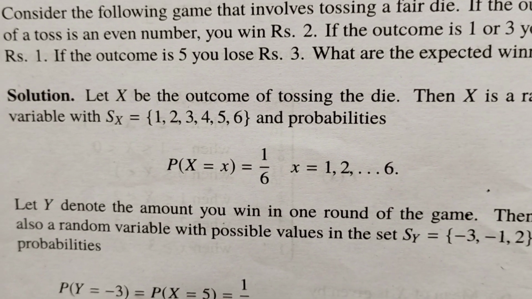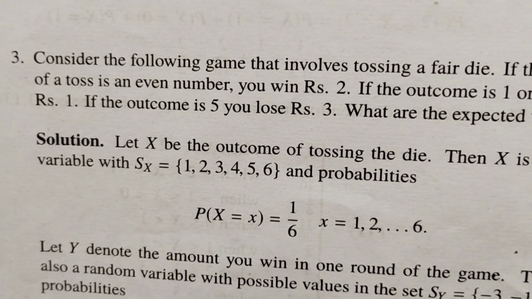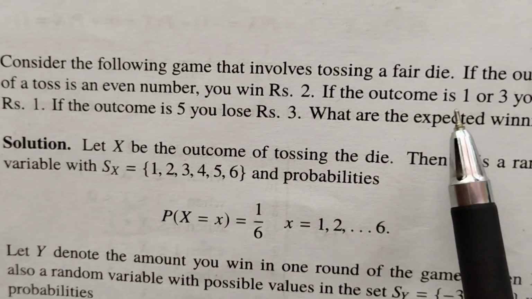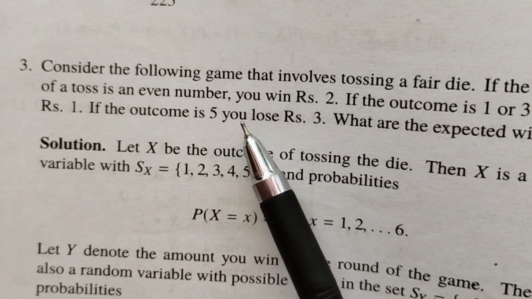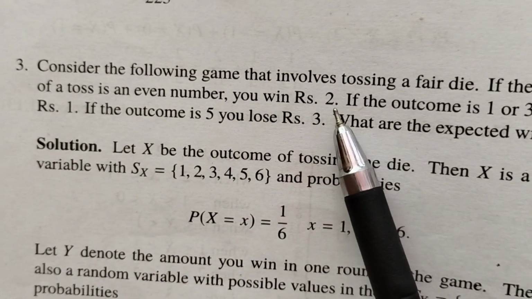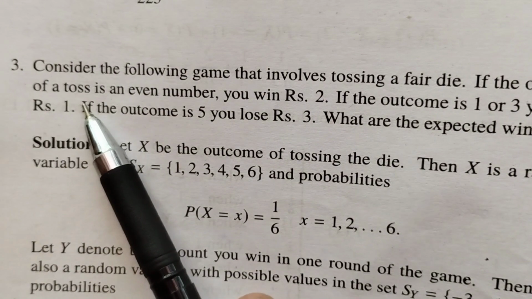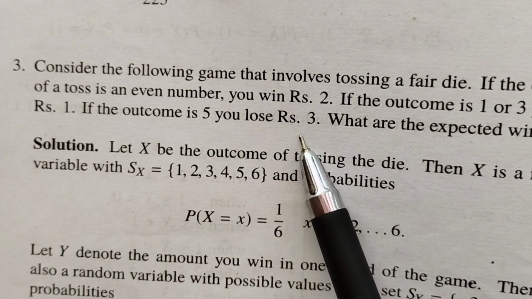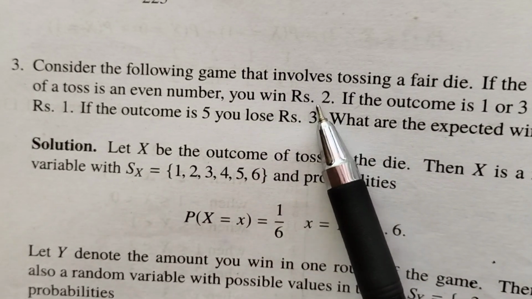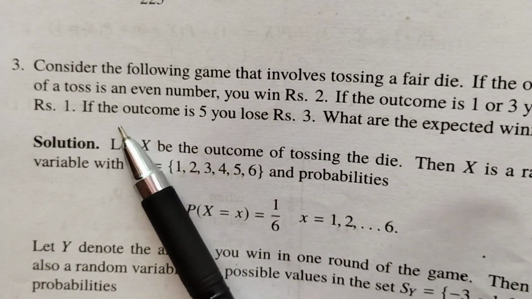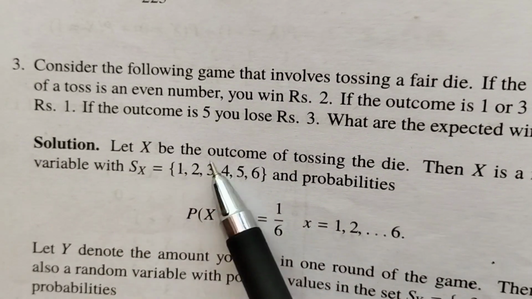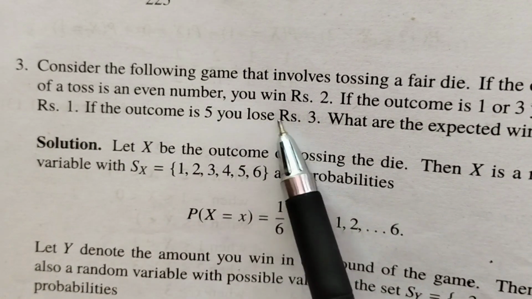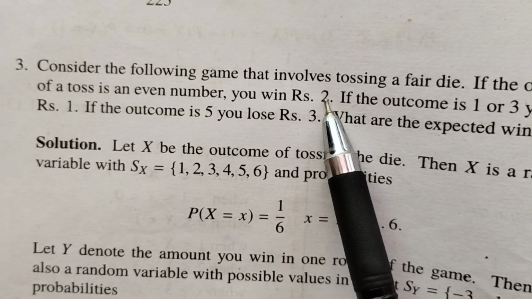What is the role of y here? Here there are 3 possibilities. One is a loss of rupees 1, another is a win of rupees 2, and the third one is a loss of rupees 3. So for winning we take plus, and for losing we use minus. So the values of the random variable y are taken as -1, -3 and 2.